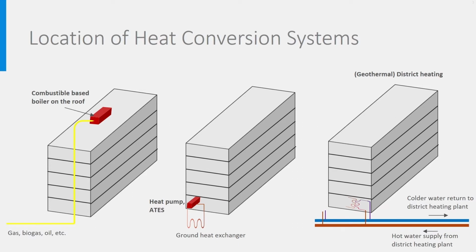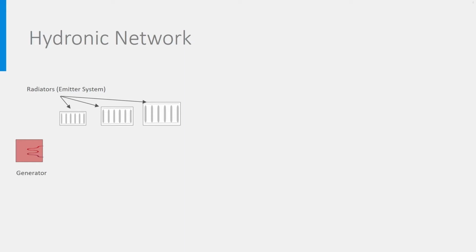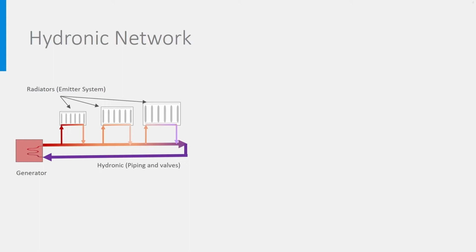the district heating network. Exactly as with air systems, there is a whole network of pipes bringing the hot water and its energy from the central heat conversion system that we described in the previous slide to each room or space in the building that needs to be heated. In standardized terms, the heat conversion system is called the generator. The radiators or floor heating are called the emitter systems. And the water pipes, including all valves and pumps, are called the hydronic system.